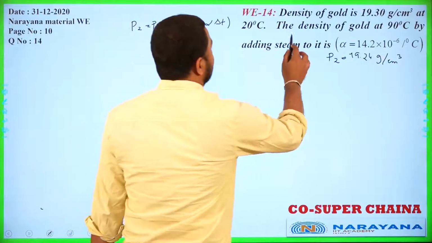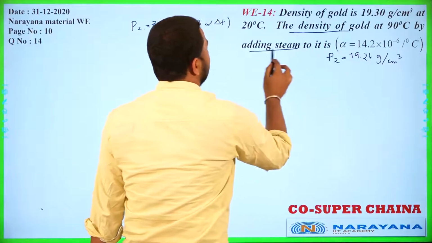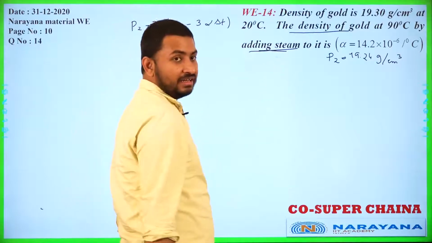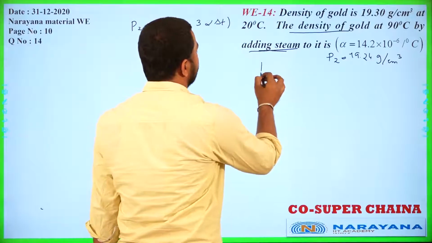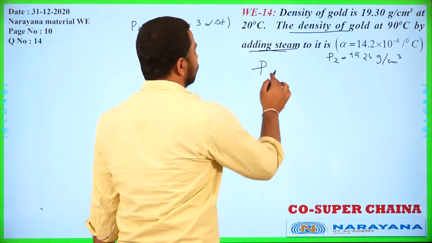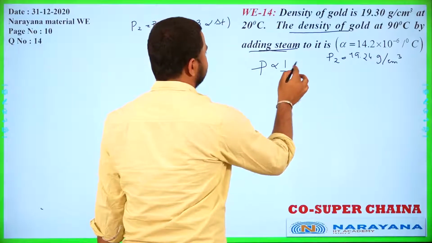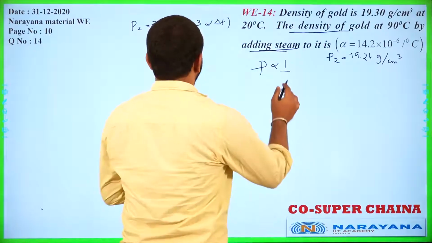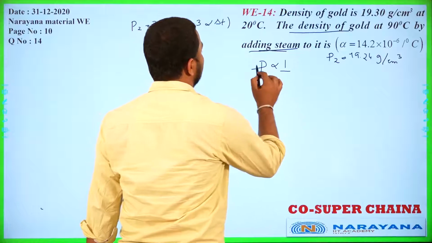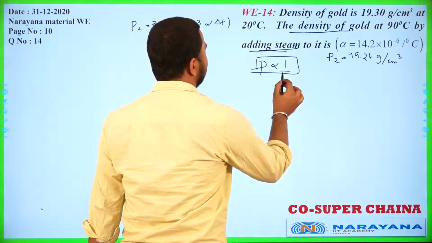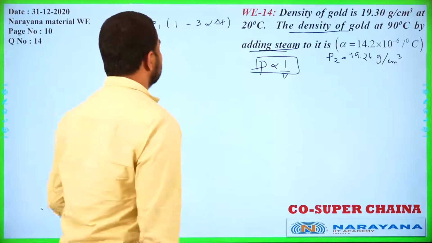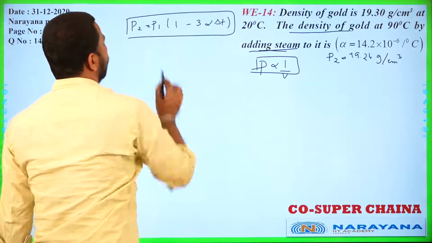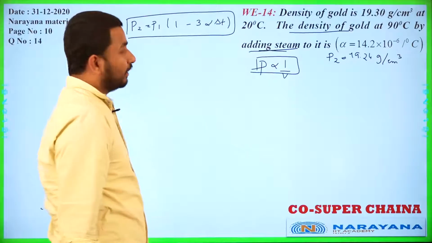Students, here we have to find the density of gold when we are adding steam. Adding steam means we are increasing the temperature of this rod. Density is inversely proportional to volume, so when we increase the temperature, the density will decrease. The relationship between density and temperature is rho 2 equals rho 1 times (1 minus 3 alpha delta theta).